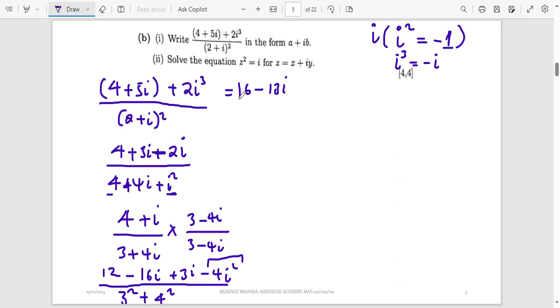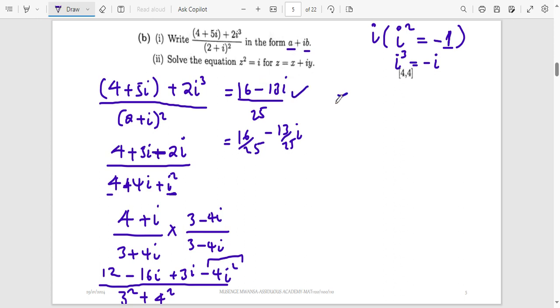In the denominator, we are having 3 squared, which is 9. 4 squared is 16. So that is a 25. So this is going to be 16 over 25 minus 13 over 25 i. Remember the question is saying leave in the form a plus ib. So if you leave it like this, you've not left it in that form.